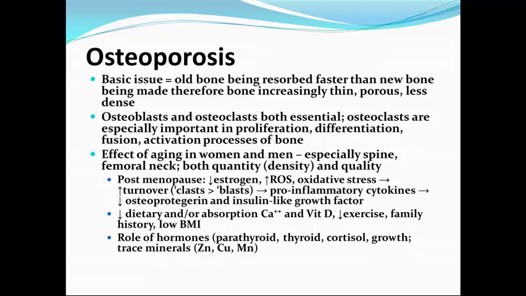So how then does aging in both women and men play into osteoporosis? We know that as we get older, osteoporosis, while it is not a given that this is going to happen as we get older, it is more likely to occur as we get older. And we especially are concerned with the spine and the femoral neck. And again, both the quantity, the density, and the quality of bone is affected. So what happens postmenopausal? In postmenopausal women, you have decreased estrogen.